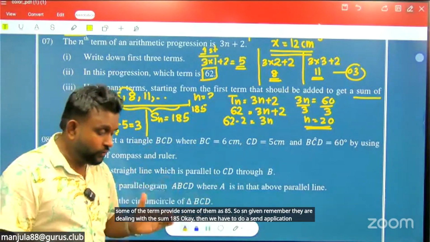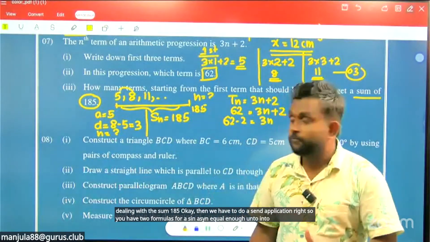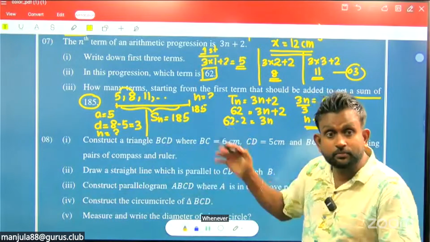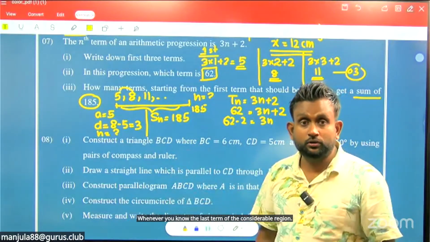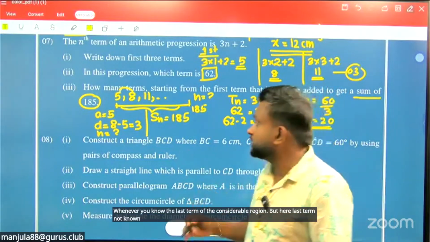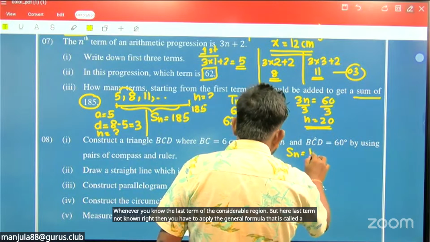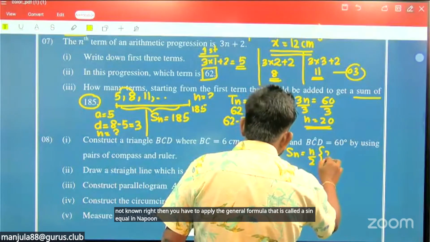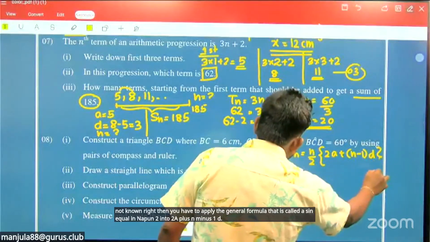We have two formulas for Sn. Sn equals n upon 2 into (a plus l) whenever you know the last term of the considered series. But here the last term is not known, right? Then you have to apply the general formula, that is Sn equals n upon 2 into (2a plus (n minus 1)d). Okay, I apply this one.